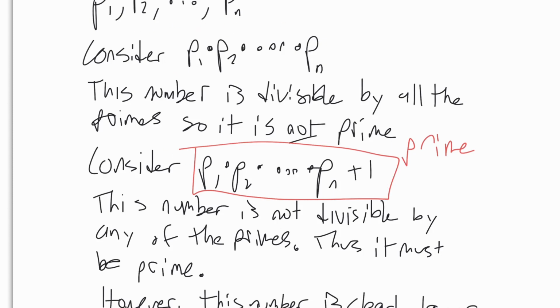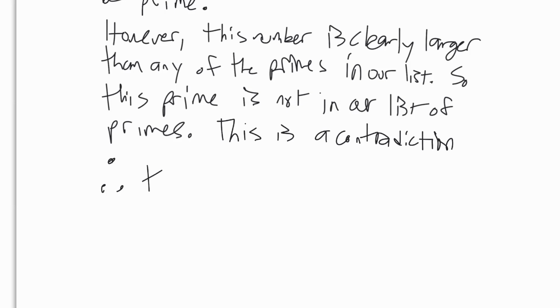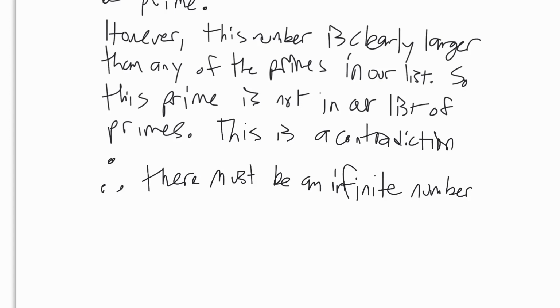If this list was all the prime numbers, this prime would be there, but it's not. And that doesn't make any sense. That's a contradiction. So, we have to say that this is a contradiction. And so, with our contradiction, we must have assumed the wrong thing. We had supposed there was a finite number of primes. That led to a contradiction. So therefore, there must be an infinite number of primes.